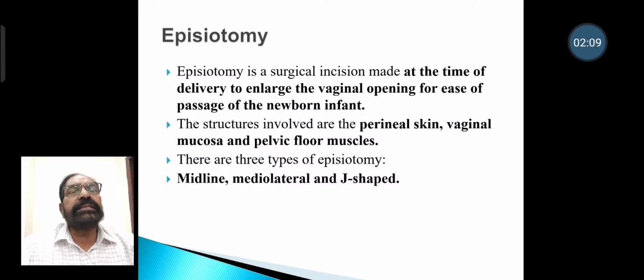Episiotomy is a surgical incision made at the time of delivery to enlarge the vaginal opening for ease of passage of the newborn infant. Structures involved are the perineal skin, the vaginal mucosa and the pelvic floor muscles. There are 3 types of episiotomy: midline, mediolateral and J-shaped.